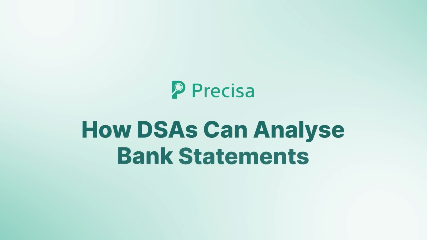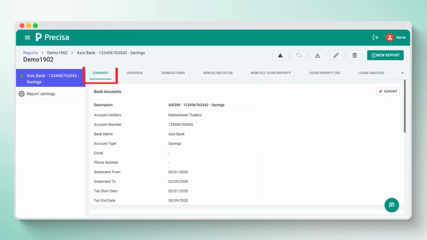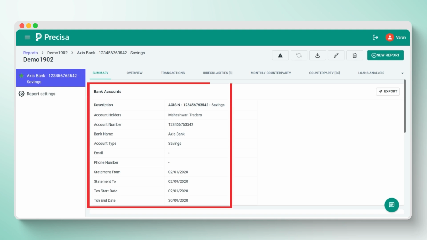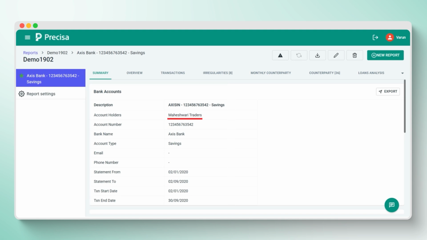Welcome. This video gives an overview of the Bank Account Analysis tabs and explains how DSAs analyze bank statements. After analysis, the summary details of the report appear by default. Here you can view the basic bank account details like account holder, number, and statement period.